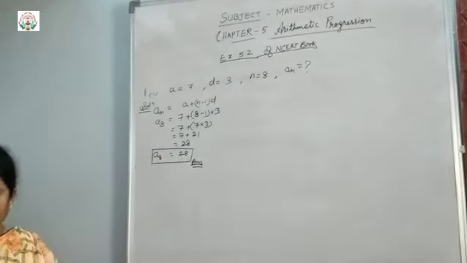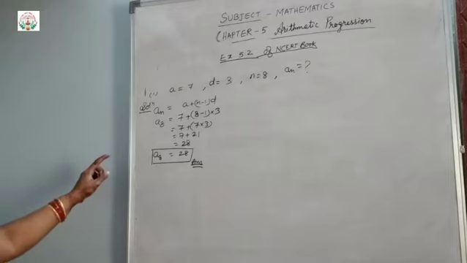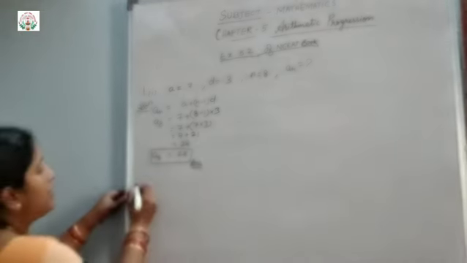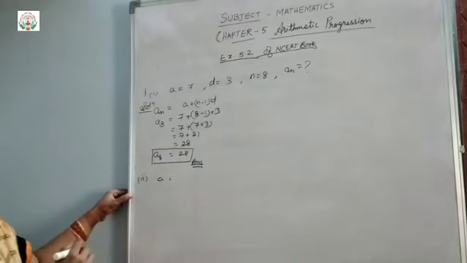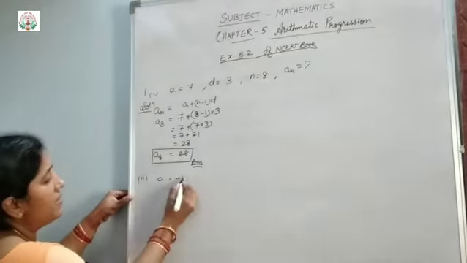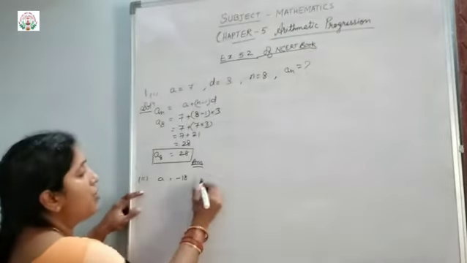In the same way you can find the second question. In the second question, A is given as minus 18. A is given, but D is not given. D you have to find.